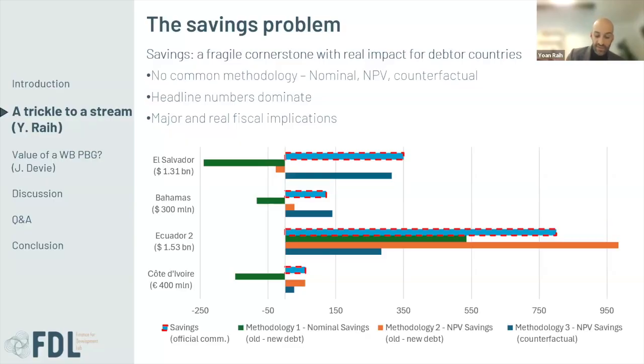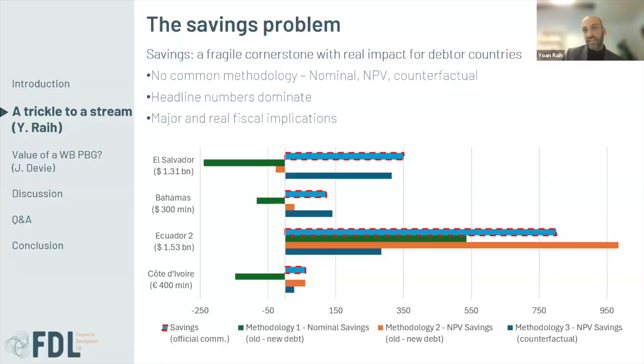Some deals will calculate them based on nominal terms, the face value of the old debt against the new debt. Some countries would compare mostly the value, taking into account the time value of money in the future, so the net present value of the different debts, the different instruments. And some would even compare what would have happened if the country would have gone to the market without any support. So that's three different kinds of methodology that yield very different results.